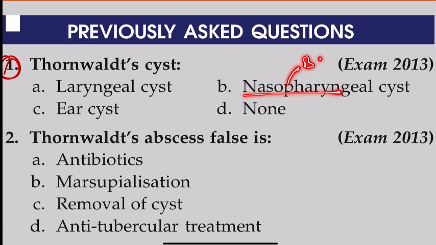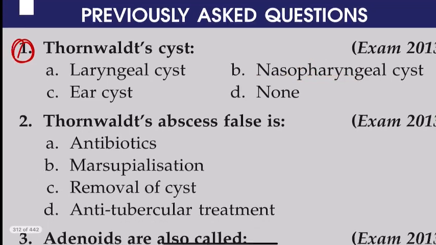This is Rathke's pouch, the nasopharyngeal bursa. If this nasopharyngeal bursa is blocked, that is Thornwaldt disease. This nasopharyngeal bursa is also the site of notochord attachment in intrauterine life. It is a midline recess. Now, which is false about Thornwaldt abscess?